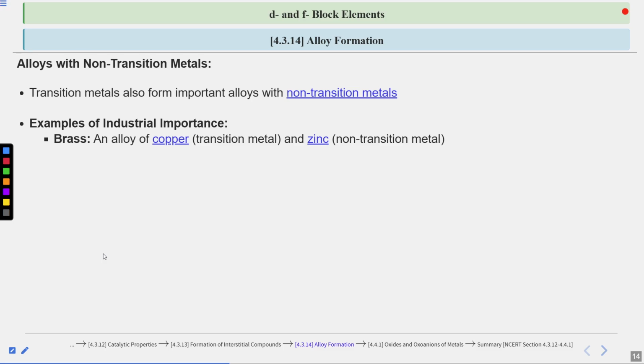First alloy is brass, which is an alloy of copper, a transition metal, and zinc. Zinc is a non-transition metal. We consider zinc a non-transition metal due to its electronic configuration. Bronze, another alloy, is an alloy of copper, which is a transition metal, and tin, which is a non-transition metal.